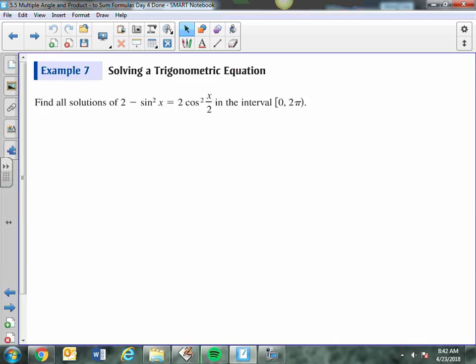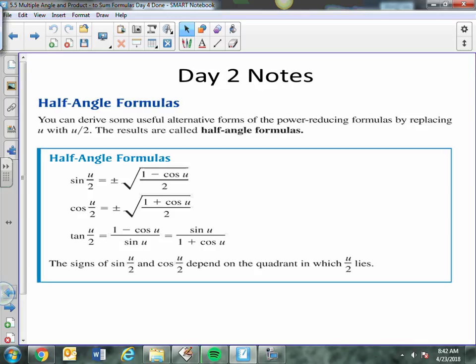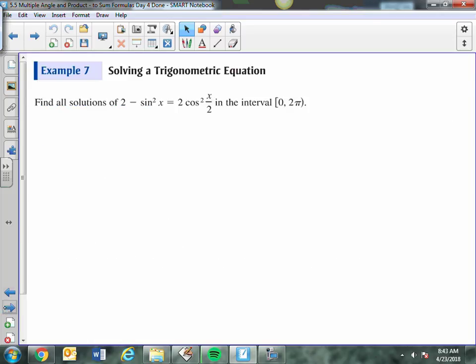So first things first, to remind you, we just took a look at half-angle formulas, which are going to look like this. The reason I'm reminding you of this is that example 7 involves one of these half-angle formulas. Example 7 says find all the solutions in this interval right here. A good first strategy is to get these all to the same trig function, for instance all sines or all cosines.